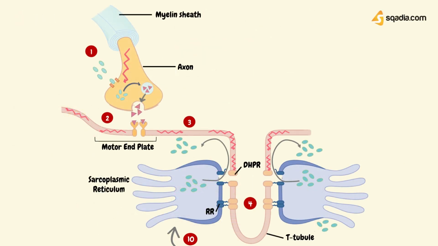In step 10, reuptake of calcium by sarcoendoplasmic reticulum calcium ATPase will lead to muscle relaxation. The cycle continues if ATP is available and calcium level in the sarcoplasm is high.